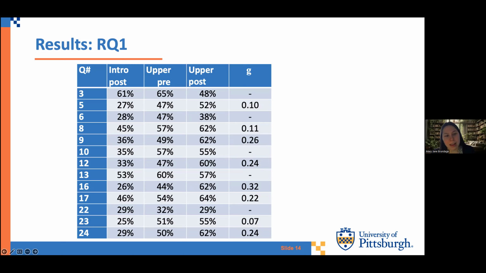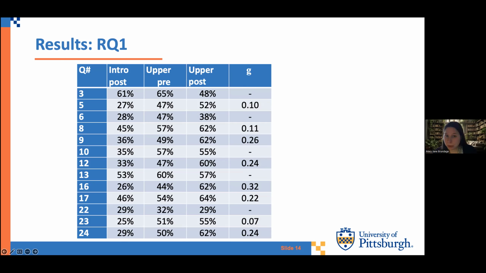But here we have the introductory level post-test students. That's the first column, and that's just the percentage of students who answered that question correctly. So we can say for question 3, 61% of introductory level students answered that correctly.